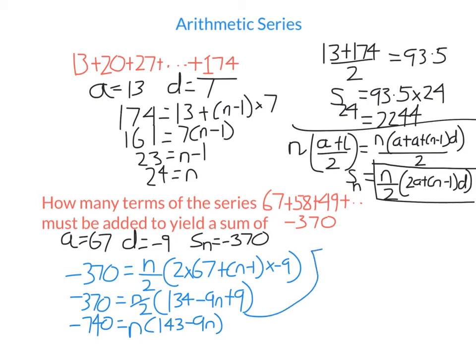So expanding the brackets here, I get minus 740 is equal to 143n minus 9n squared. So making one side equal to 0, I'm going to get 9n squared minus 143n minus 740 is equal to 0. This is the quadratic I'm going to solve. So to solve this, I'm going to use the quadratic formula.